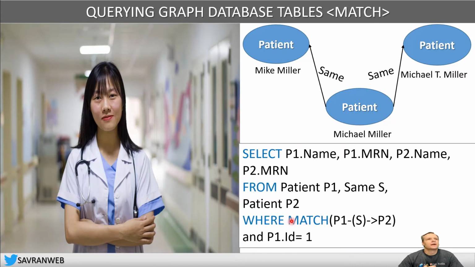So if you look at that in here, we are going from one patient to another patient, and let's say this is Mike Miller ID 1, and this is going to give you all the Mike Millers that you have from any systems you might be connected to.